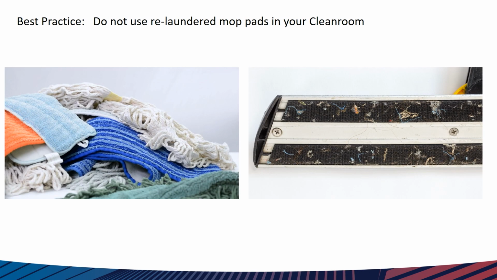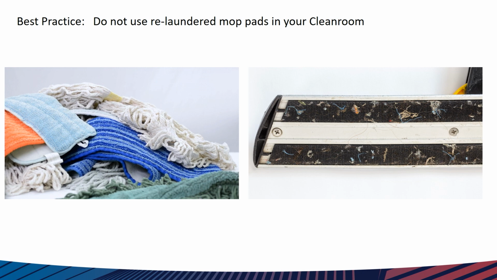We talked about the chapter says should use disposable products, so a best practice is to only use disposable products. When you start using relaundered products, depending on how good the laundry is in that facility, has that laundry process been validated? What might you be reintroducing from a previous cleaning?